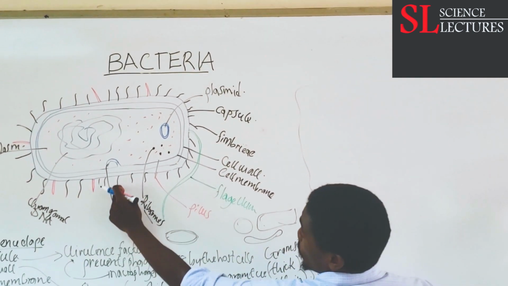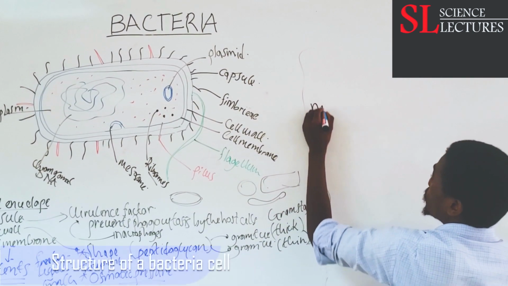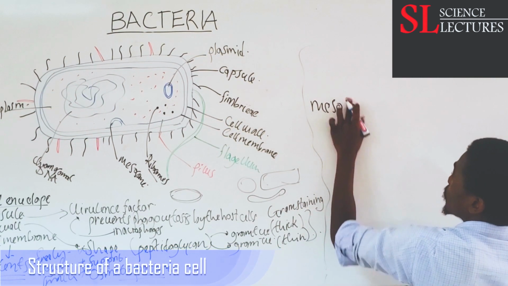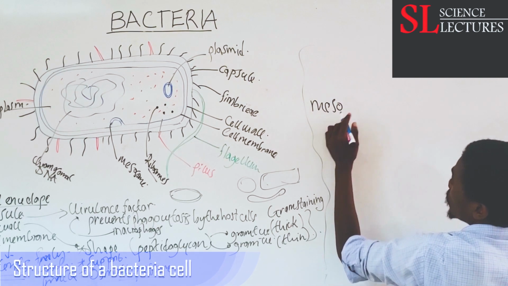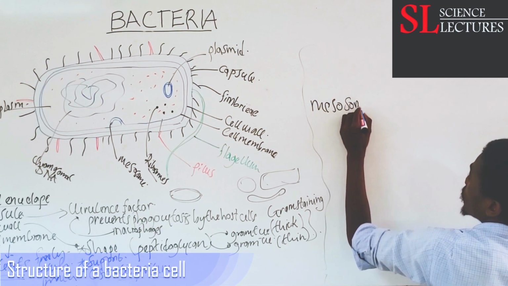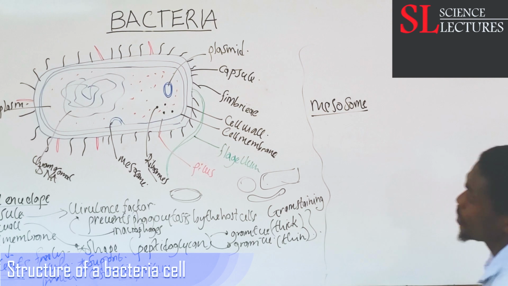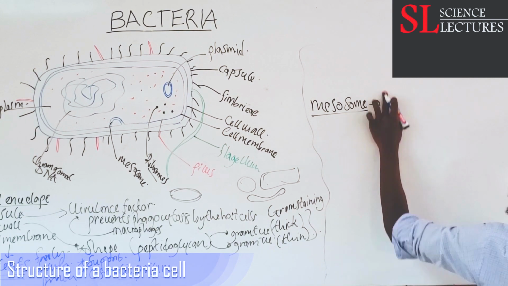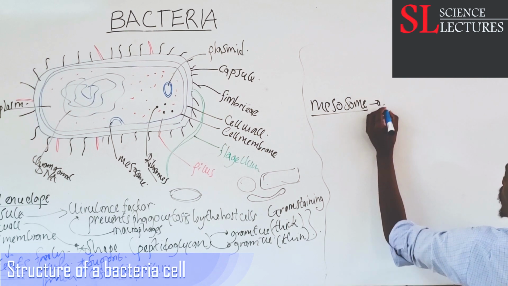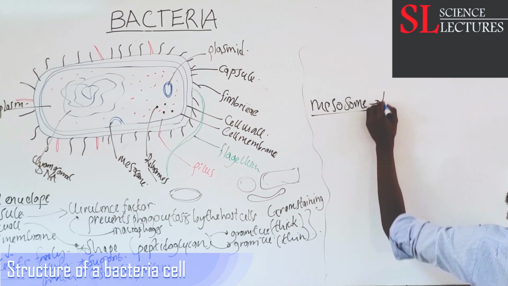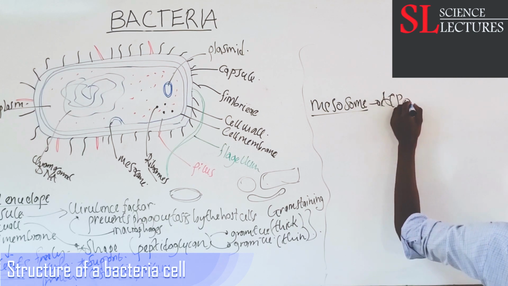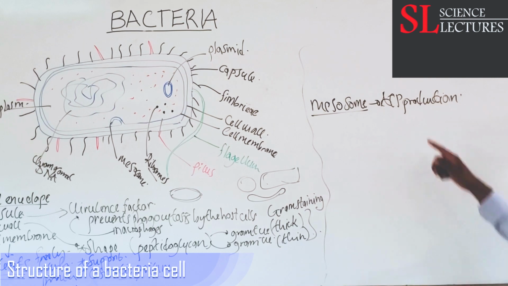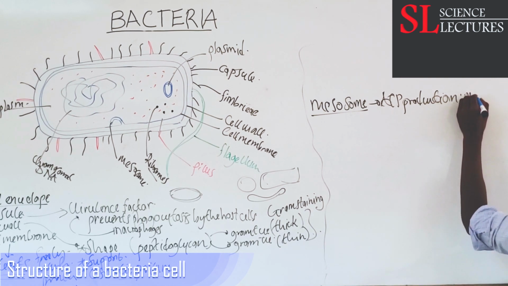Our first internal component we'll talk about is the mesosome. The mesosome does a role in respiration. So this one, not respiration, it will do a role in ATP production. So this one does metabolism. The mesosome will do metabolism.